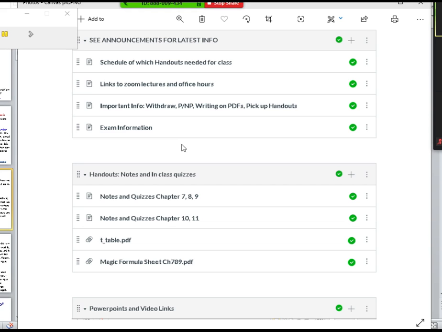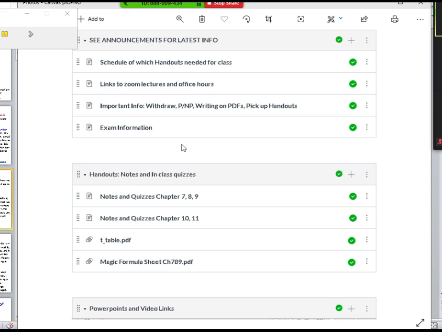Incidentally, if you need your T-table and the notes, the magic formula sheet, and you don't have access to a printer, then email me. If you can't pick them up in Tracy or at my house, email me your address and I will mail you a copy. It's easy. It's one stamp, piece of cake. But you do need to have them.